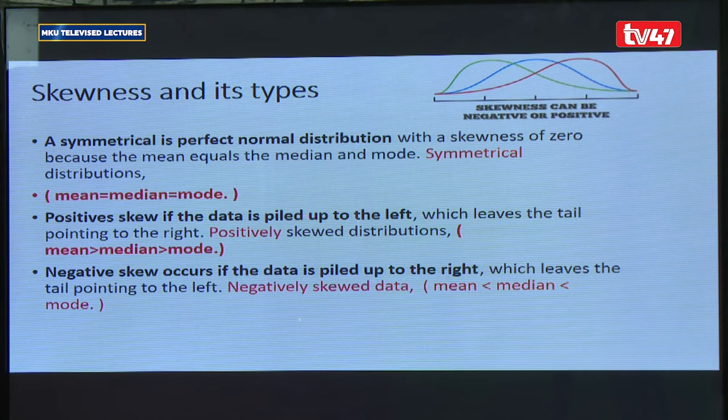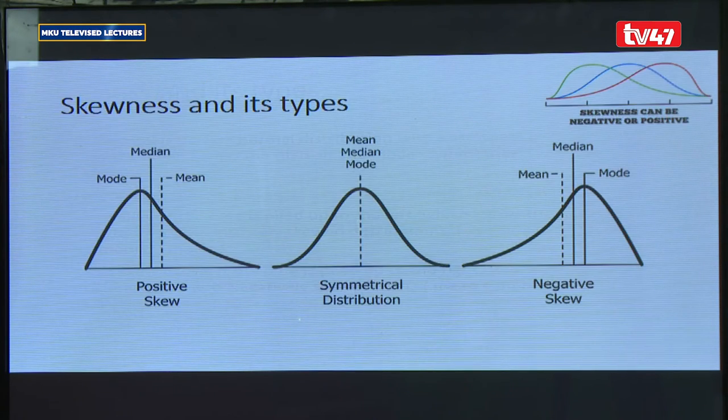Then we can talk of the positive skewness, or the positive skew, where the data is piled up to the left. You can see all this data is piled up to the left, and the tail is this way, giving us the positive skew. Then we can also talk about the negative skewness, where the data is piled up to the right, and the tail is on the other side, meaning the mean is less than the median, and is less than the mode. And that is what we call the positive skewness and the negative skewness.